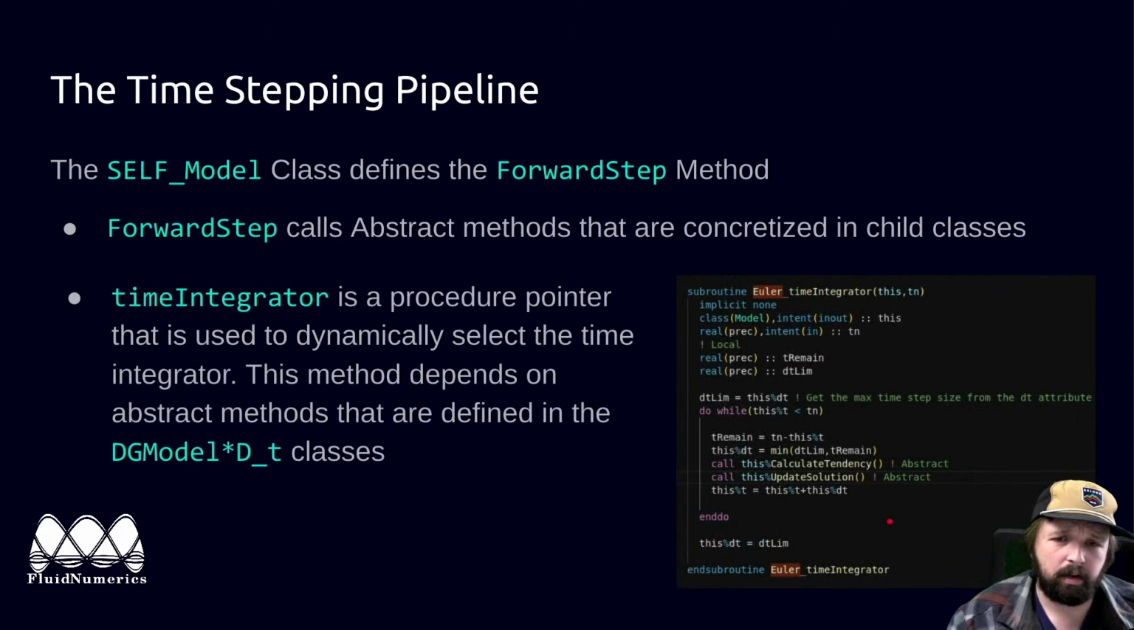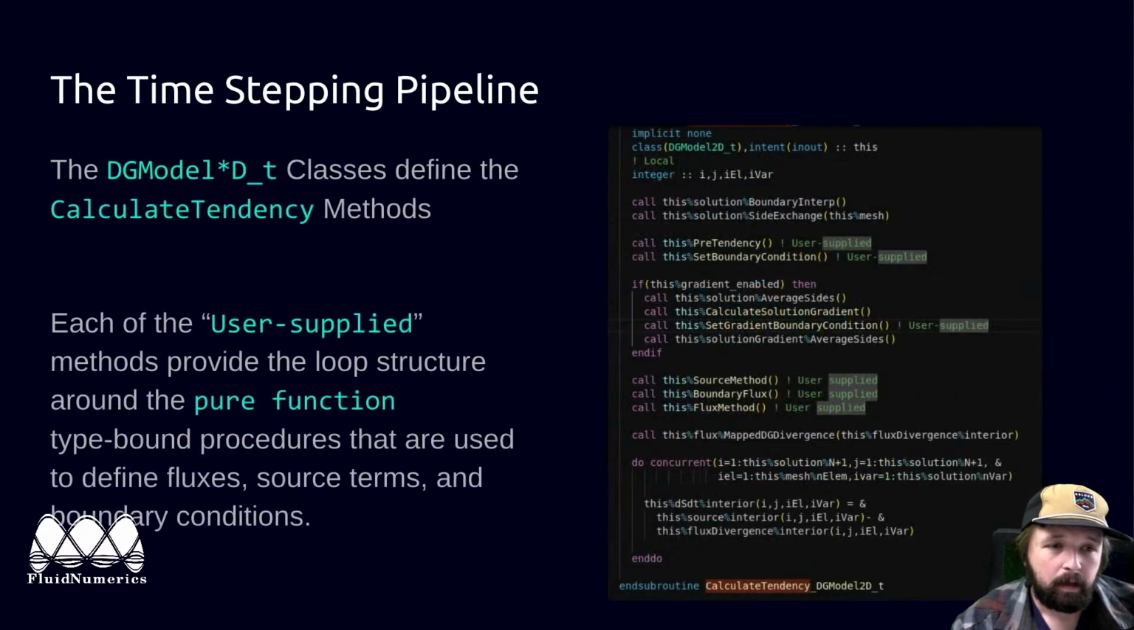And again, the time integrator, we do provide out of the box Euler, RK2, RK3, RK4. Those methods, although they are concretized in SELF model, they're abstract-ish in the sense that they will depend on abstract methods that are concretized in the next level of modules in SELF. So these are the DG model 2D, 1D, 3D classes, etc.